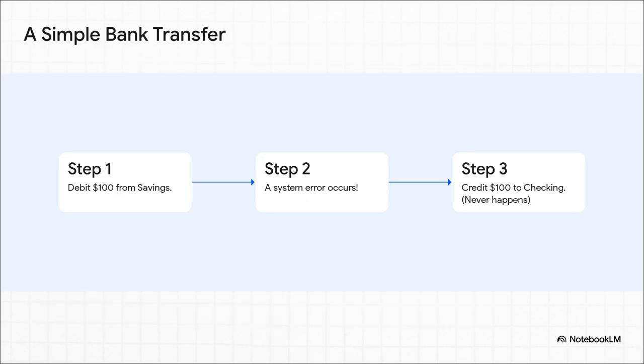So our simple bank transfer, it really has two parts. Step one, debit the $100 from your savings. Okay, done. But then, bam, disaster strikes. A server crashes, the network connection drops, whatever it is. And that crucial second step, crediting the money to your checking account, it never even gets a chance to run.